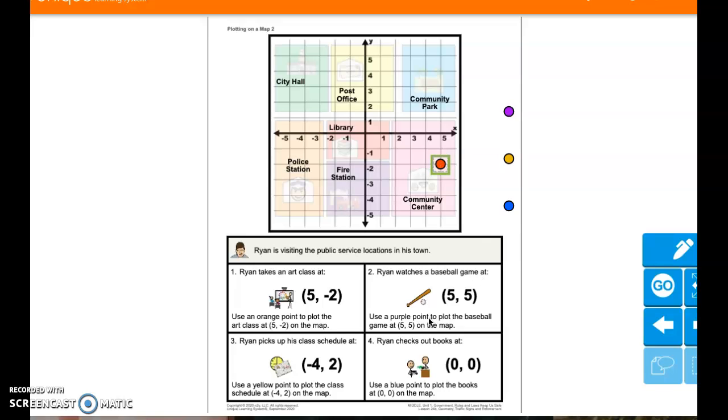He watches a baseball game at 5, 5, and it says to use a purple point. If you have a hard time reading these, use a purple point to plot the baseball game at 5, 5 on the map. Perfect. Then you remember you can click on them and it will remind you what they say. So we're going to start here. We're going to go positive 5, and then we're going to go up 5. 1, 2, 3, 4, 5.